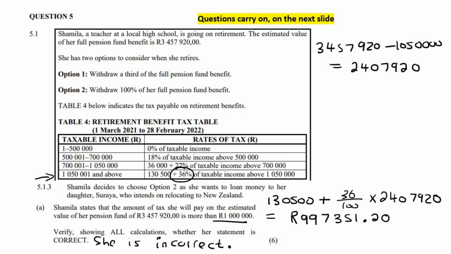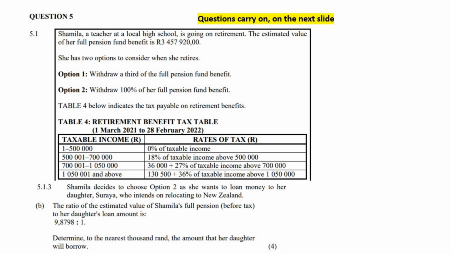This part says that the ratio of the estimated value of Shamila's full pension to her daughter's loan amount is that. Okay, so this is her estimated value of her full pension and the daughter's loan amount. So the ratio is about 9.8 to 1. So she's not giving her daughter everything. Thank goodness. She's giving her daughter a certain amount. So it says determine to the nearest 1,000 rand the amount that her daughter will borrow.